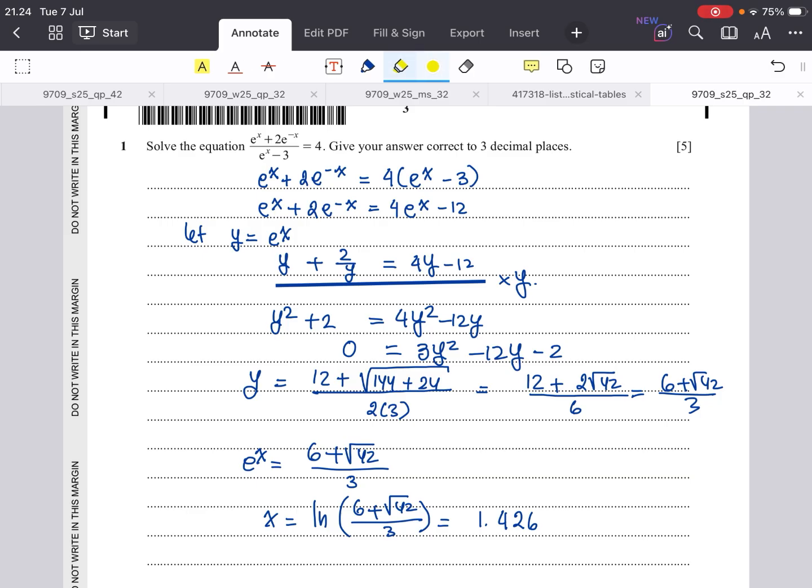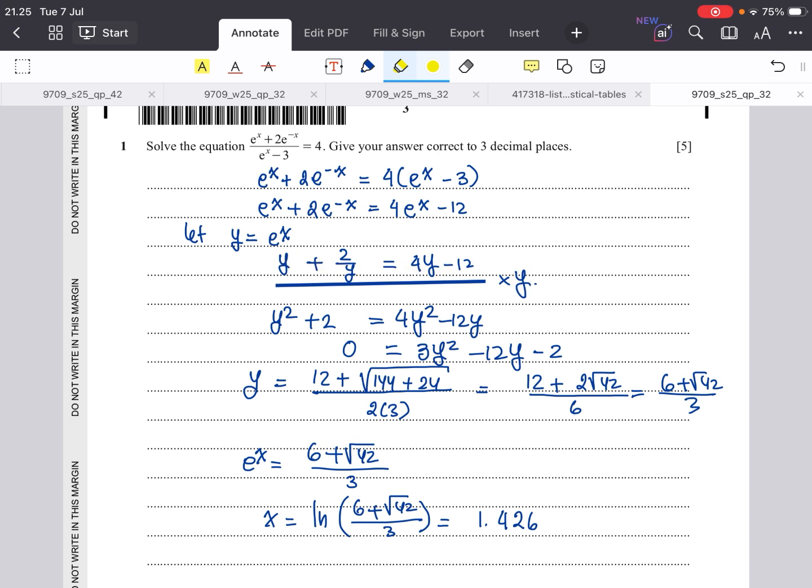So first, we use algebra. Move e^x - 3 to the right. It will be like this. And then we expand the expression on the right. It becomes 4e^x - 12. And then we let y equal e^x, so that we will have an equation in terms of y. And then multiply both sides by y.